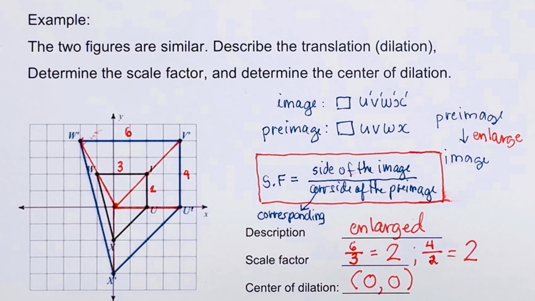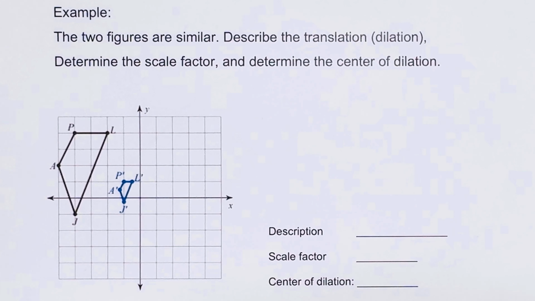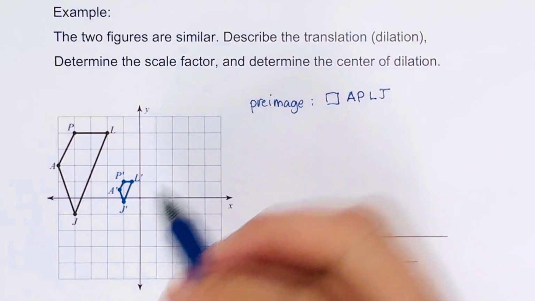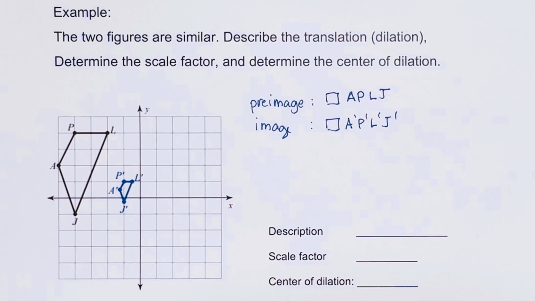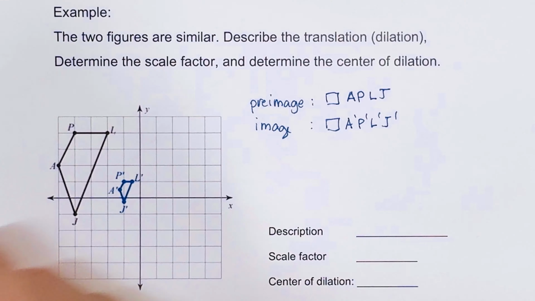Now, let's go over the next example here. Let's identify first the pre-image and the image in this picture. Okay, so what is going on with this? Again, before moving on, the formula to find the scale factor, I'm going to write that on the side here.